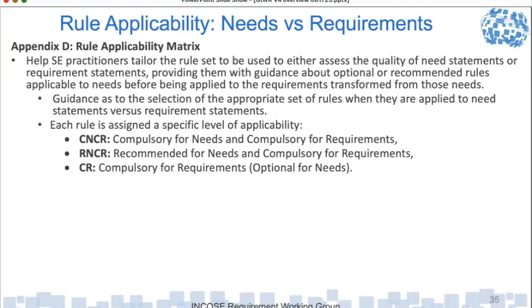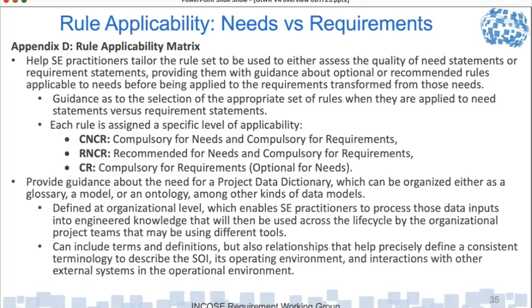And then each rule is assigned a specific level of applicability: compulsory for needs, compulsory for requirements, recommended for needs, compulsory for requirements, or compulsory for requirements, optional for needs. It also provides guidance about the need for a project dictionary so that you make sure all the terms you use are defined someplace so you have consistent use of terms.